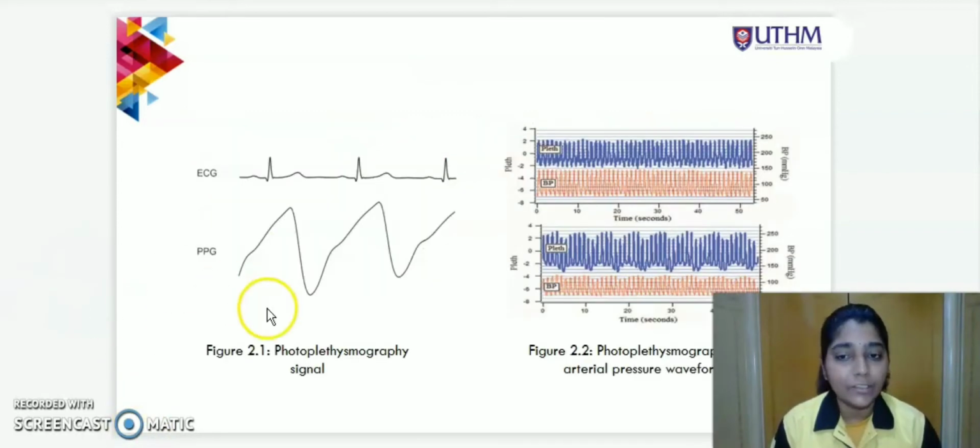The next slide shows a signal and waveform of the PPG. So this is the PPG signal, pulsatile AC component and corresponding electrocardiogram, and this is the pulse oximeter waveform and arterial pressure waveform that is affected by the blood loss.